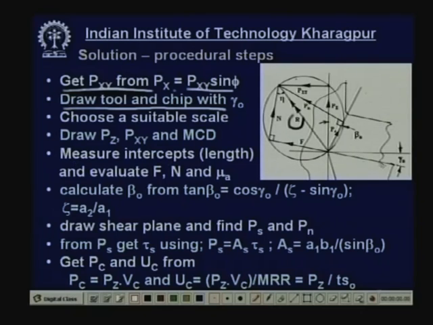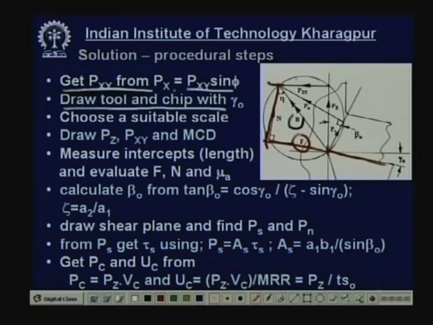Measure intercepts. Now, this is the rake surface, which has to be extended until it meets over here. So, this is the length of the force F, the friction force. Now, divide this length by the scale that you have chosen, and then we get this force F. Now here you see, measure the intercept length and evaluate N. This length is measured and divided by the scale. Suppose it is 4 centimeters, so 400 Newton or 800 Newton.